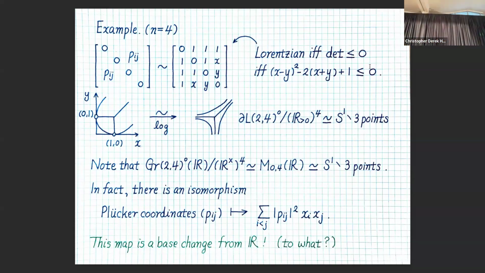And the catch here is that this isomorphism is in fact a base change from R. And the thing that you will see shortly is the answer to the following question: the base change from R to what? And in fact, you could have guessed what the answer should be, because I'm taking the square of the absolute value of Pij, and you have seen what T2 plays as a role in realization problems yesterday during the whole school.